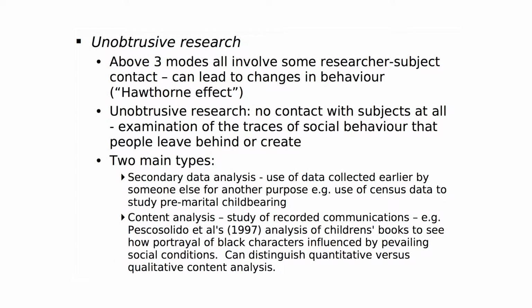Now, the three modes that I've just mentioned, they all involve some degree of researcher-subject contact. And that can lead to changes in behaviour, which is known as the Hawthorne effect. With unobtrusive research, there's no contact with subjects at all. And what we're doing there is examining the traces of social behaviour that people leave behind as they go about their lives. There are two main types of unobtrusive research. Secondary data, that's using data collected earlier by someone else for another purpose. And then content analysis. So it's the study of recorded communications. And this is really the most relevant to what we're doing today.